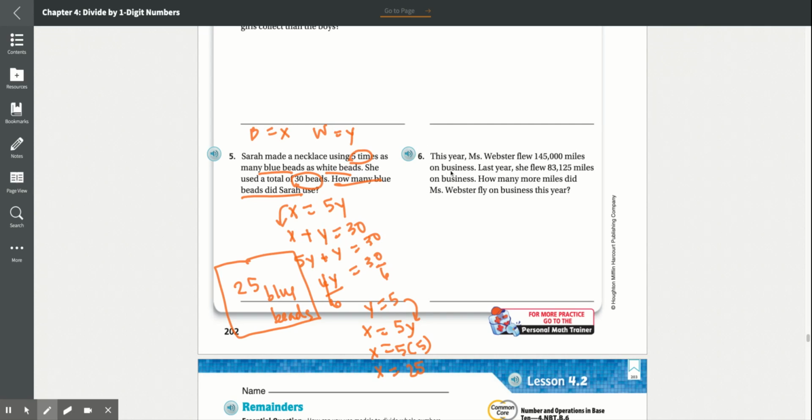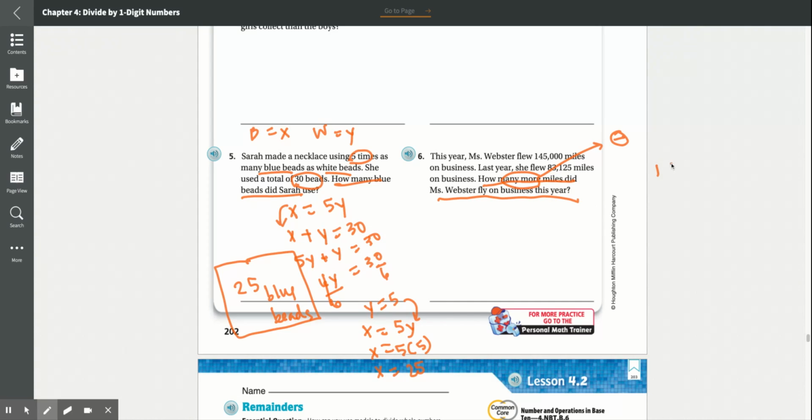Number 6. This year, Ms. Webster flew 145,000 miles on business. Last year, she flew 83,125 miles on business. How many more miles did Ms. Webster fly on business this year? So it's asking how many more miles did Ms. Webster fly on business this year? When it says how many more, we know we have to subtract some numbers.